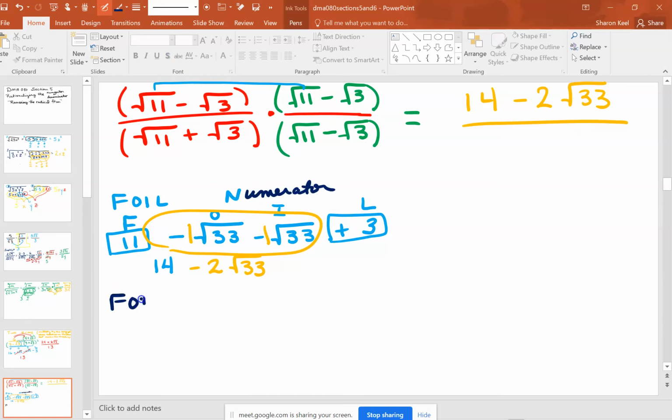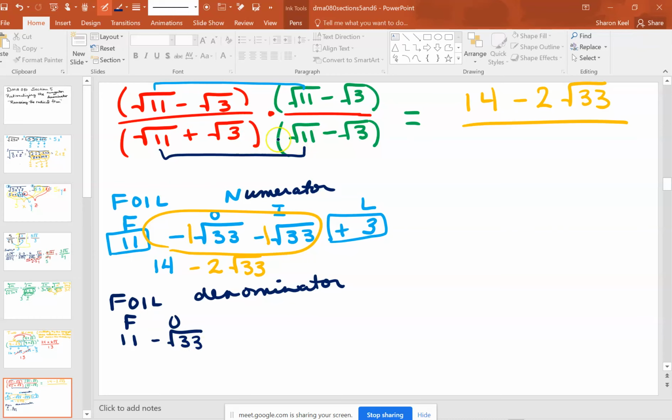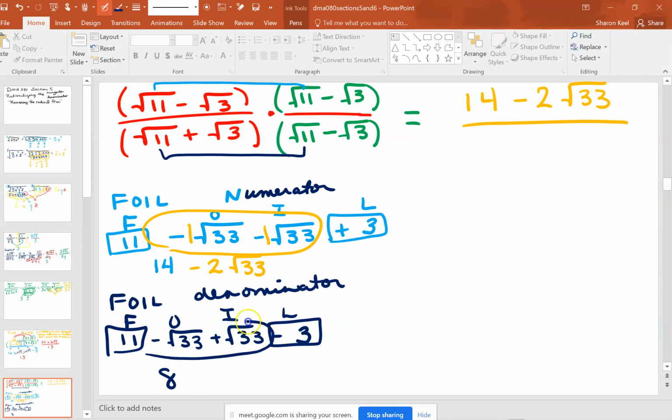On the denominator, to start out here, we have a pair of 11s, so an 11 comes out. When we do the outside, we have a minus square root 33. When we do the inside, it becomes a positive square root 33. And when we do the last term, we have a minus and a 3. 11 minus 3 is 8. These two terms, when they get combined, it's a negative 1 plus 1, so they cancel, and all I have for the denominator is an 8.